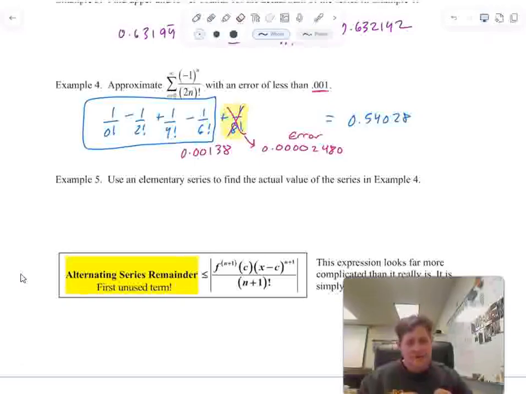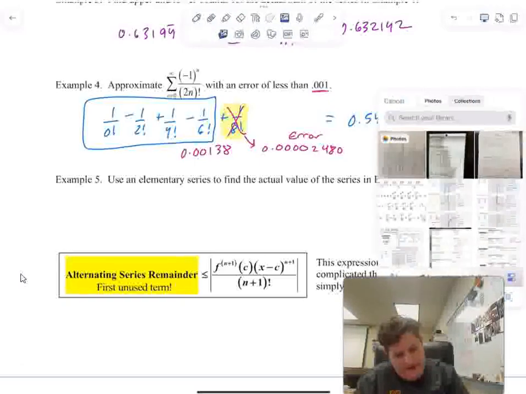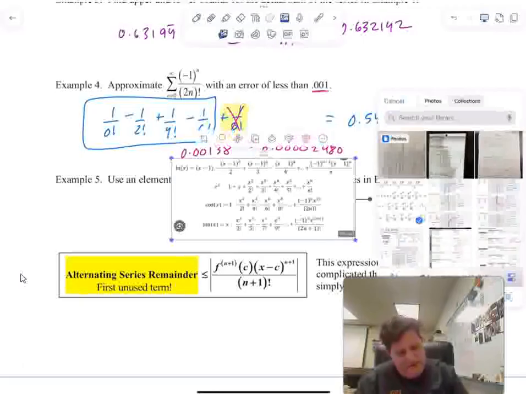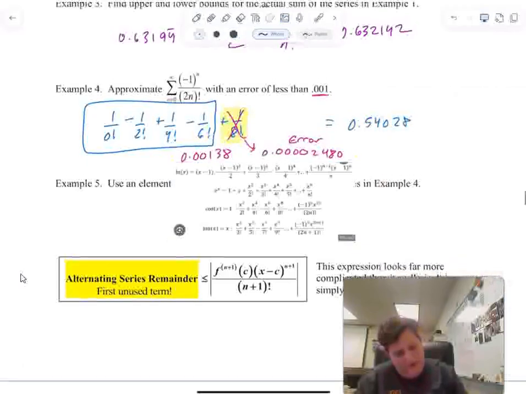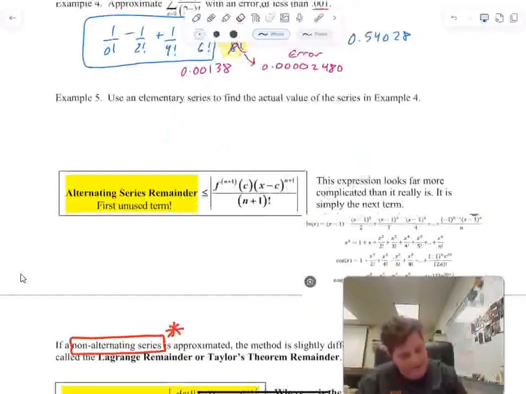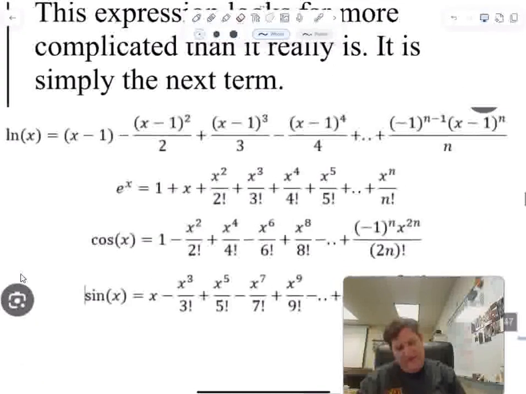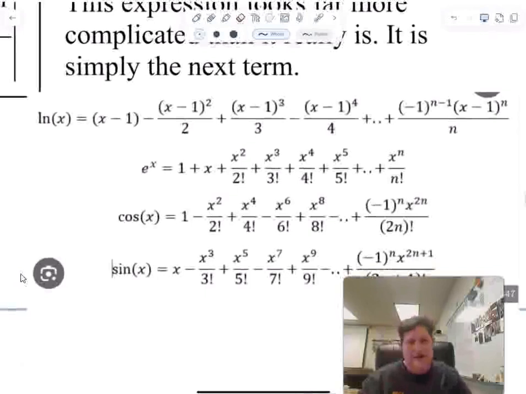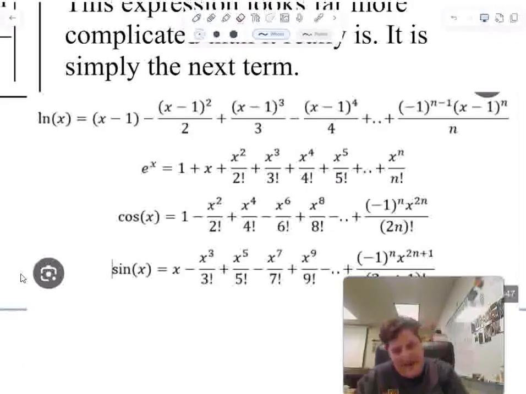Okay, do you guys remember the elementary series? I went ahead and grabbed a picture of them so I could have it in my notes. Let's just put it over here for a minute and take a look. Okay, so we have ln, we have e to the x, we have cosine, we have sine. Which one does it look like? Obviously, it's e to the x, right? And it's e to the x if specifically x is 1, because 1 over 2 factorial, 1 over 4, 1 over 6, and even the negatives match up.